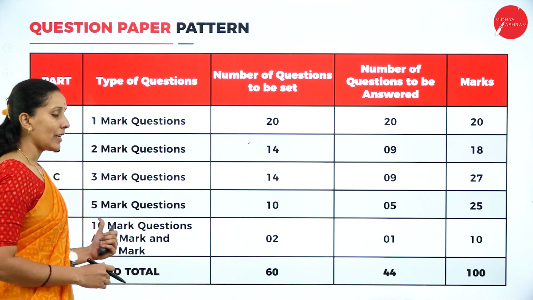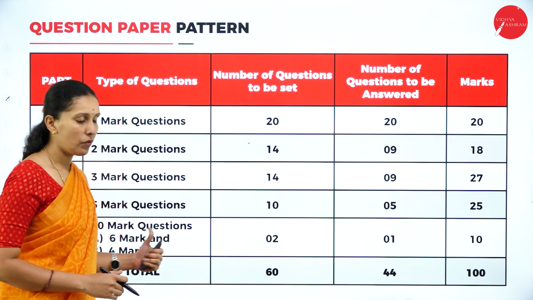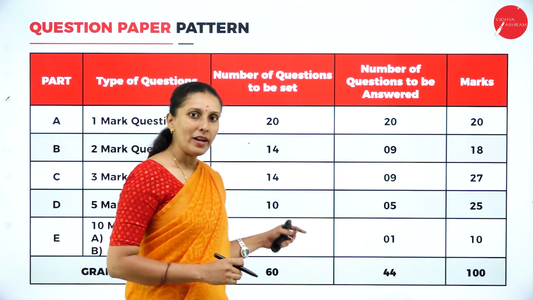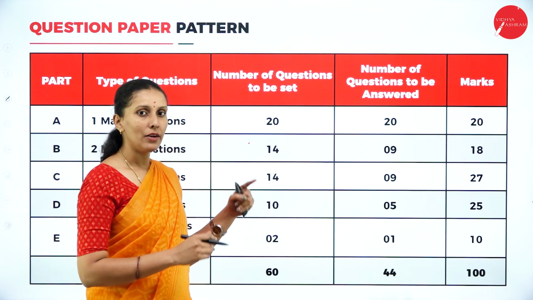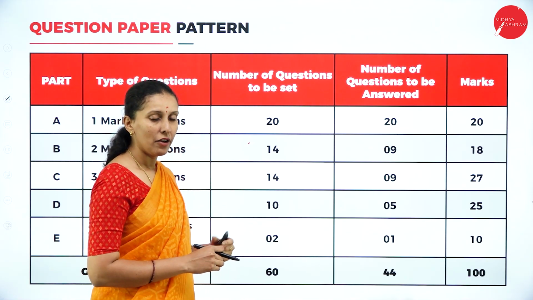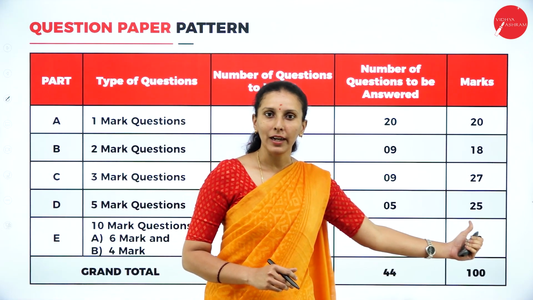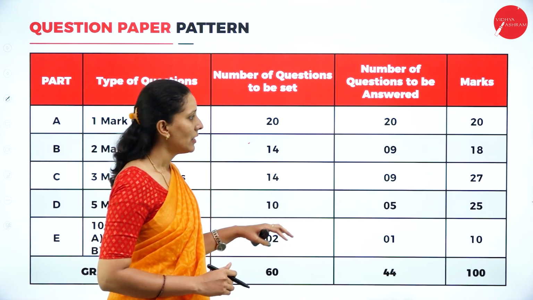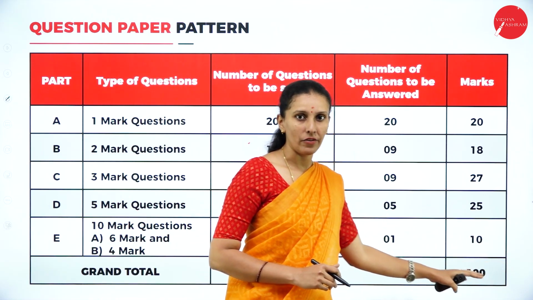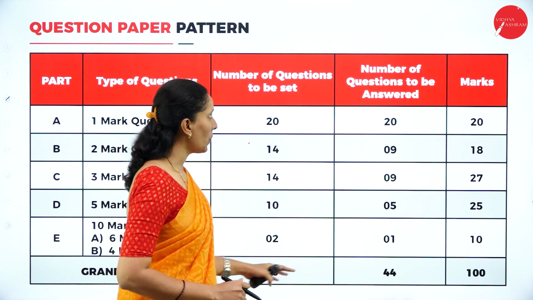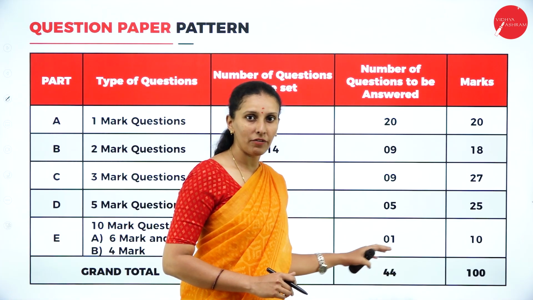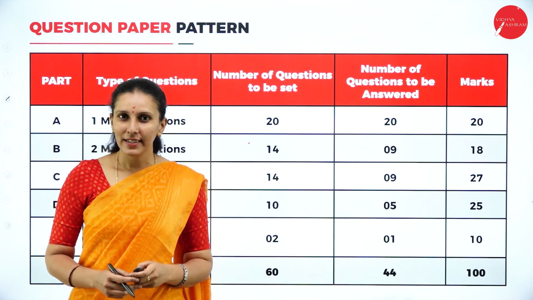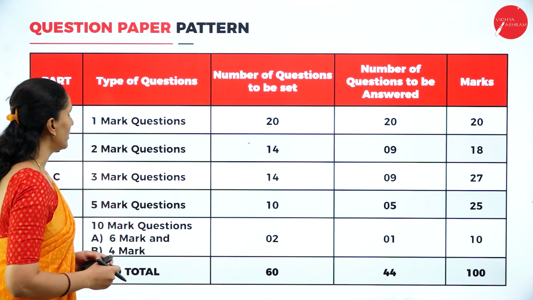And part E section is a 10 mark question where you have a 6 mark as well as a 4 mark question. One 6 mark question needs to be answered and one 4 mark question needs to be answered from this section. So in total you will get 10 marks. So overall your question paper is set for 150 marks. The maximum marks you can score is 100. That is, out of 60 questions you are supposed to answer 44 questions to get a maximum of 100. So let's see the blueprint for this year.